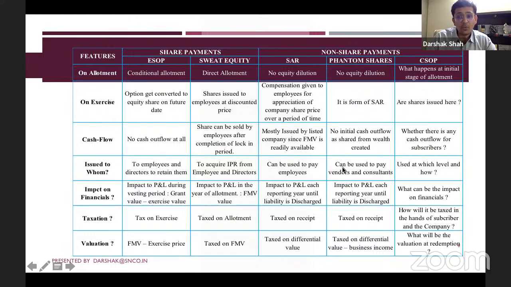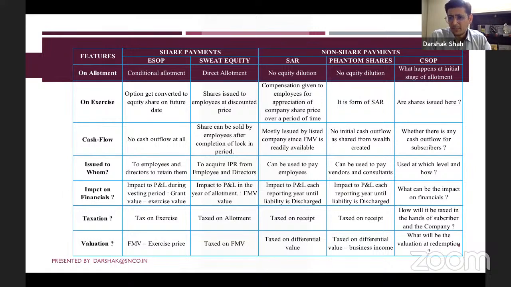So CSOPs. Again, basically there is no allotment of shares. There's a commitment which happens. Exercise is basically the moment you enter into an agreement, you are getting committed. A company makes a commitment, and there is an agreement to discharge in future terms. Cash flow: no initial cash flow, but yes, the company would be getting the money against this particular commitment. Issued to whom? So basically used at which level and how.